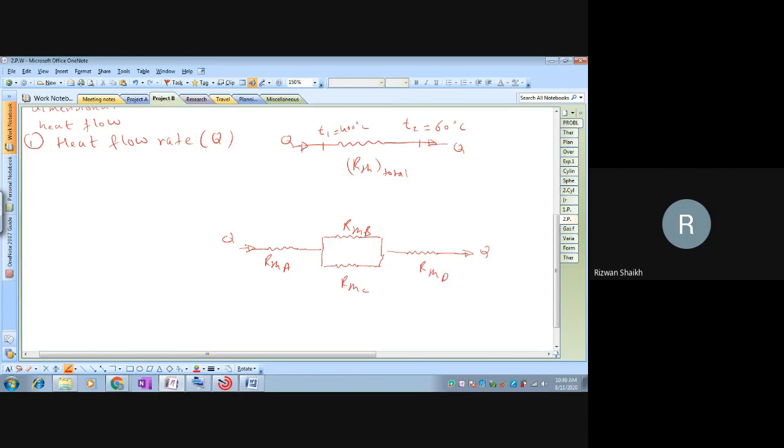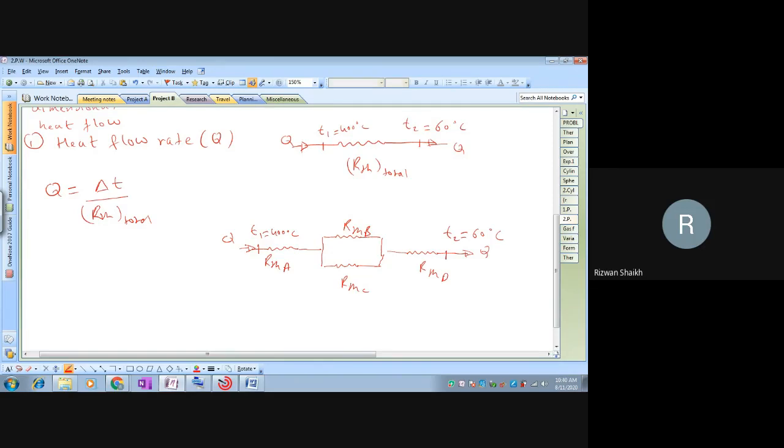And then I can have my temperature T1 at this place to be 400 degrees Celsius, and I can have a temperature T2 as 60 degrees Celsius. And they're asking to calculate the rate of heat flow. So I can have the generalized equation of rate of heat flow: Q is equal to delta T upon RTH total. Either I can take the total or the summation of all the resistances here.